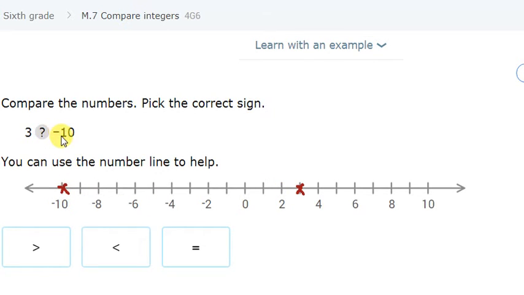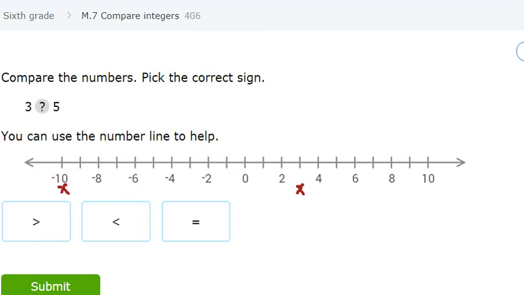So since -10 is less than 3, we can simply say that the right answer should be this, because 3 is the larger number and -10 is the smaller number, so the mouth of this crocodile should be open towards 3, like this. Okay, so this is the right answer. Let's submit the answer.